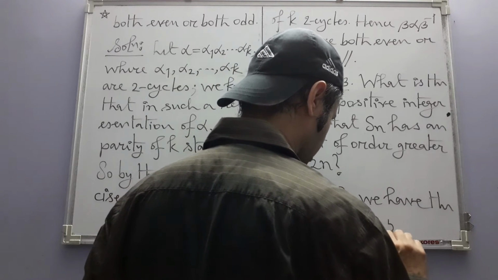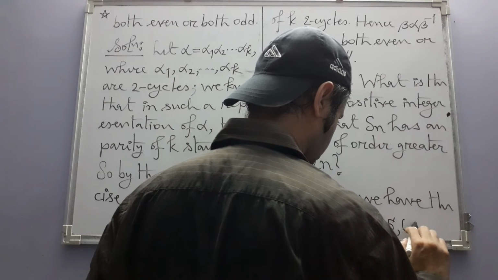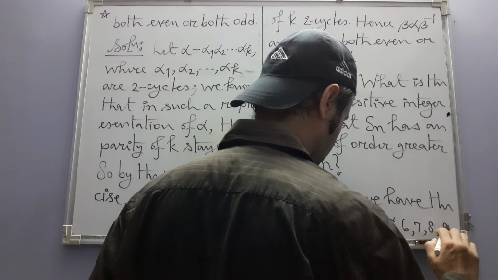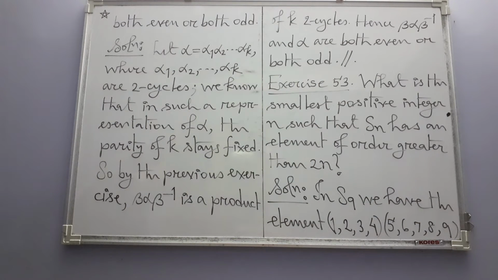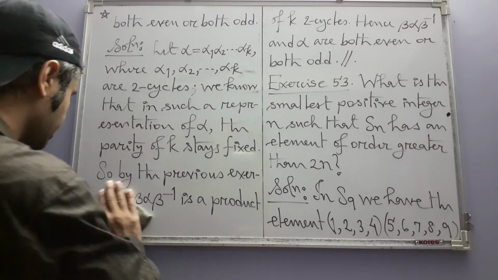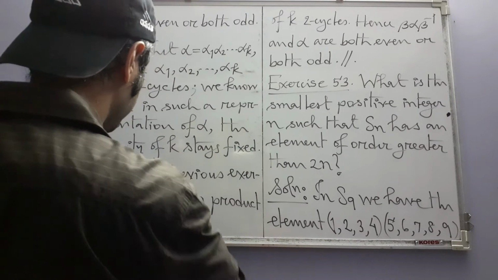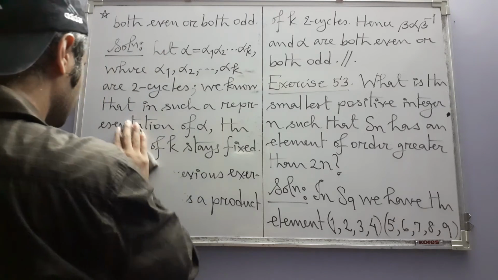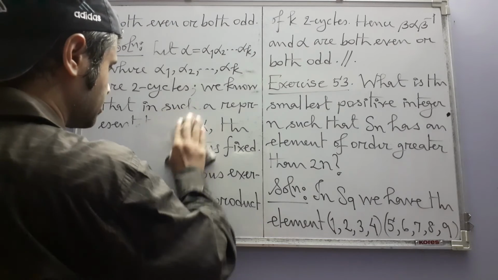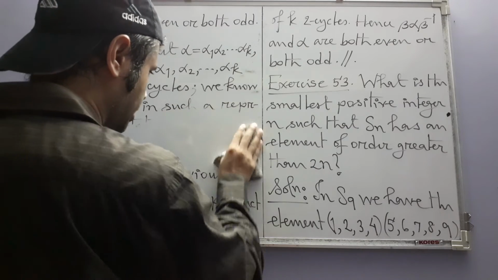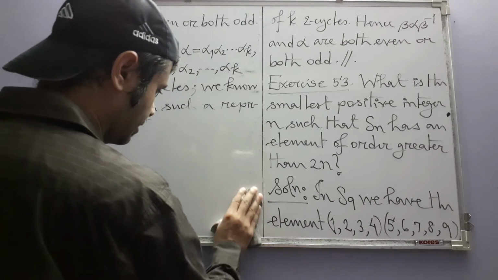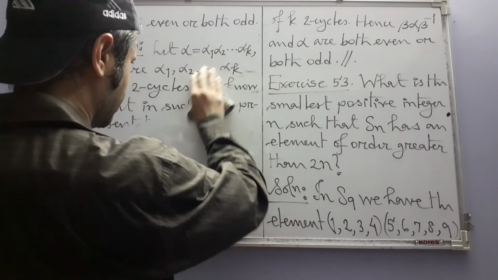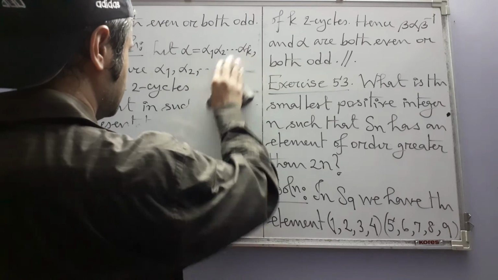This 4 cycle times this 5 cycle, whose order you can clearly see what its order will be. It will be the LCM of the cycle lengths, that is the LCM of 4 and 5, which is 20, and 20 is greater than 2 times 9, which is 18.